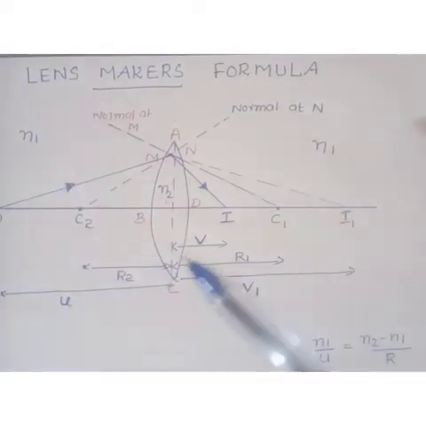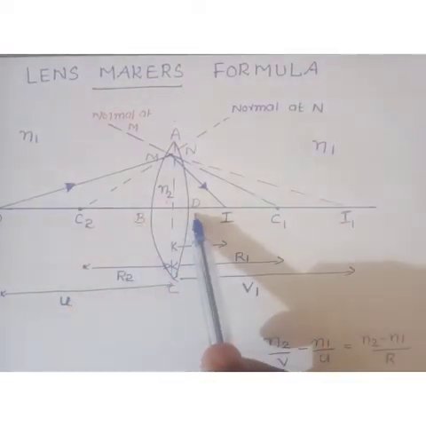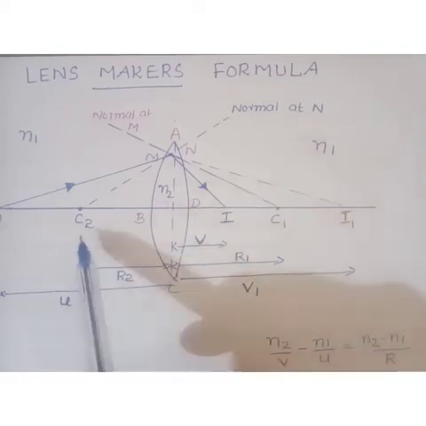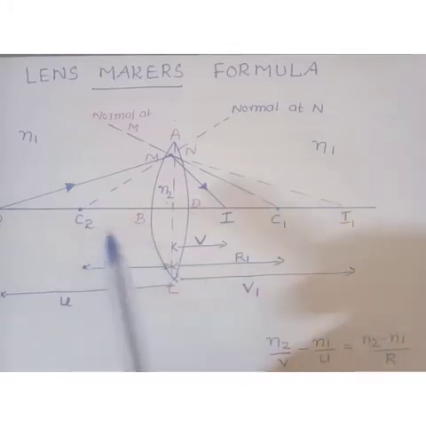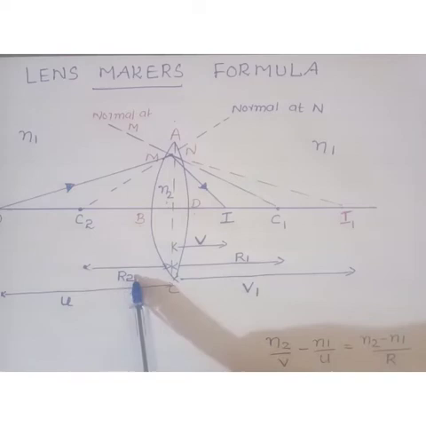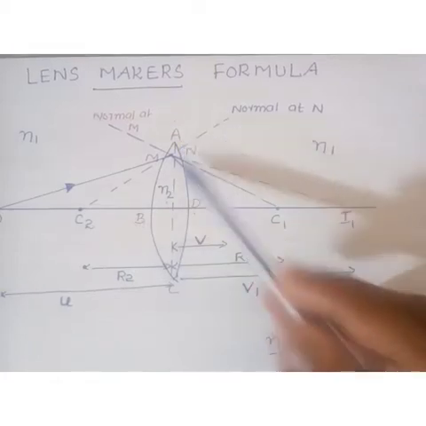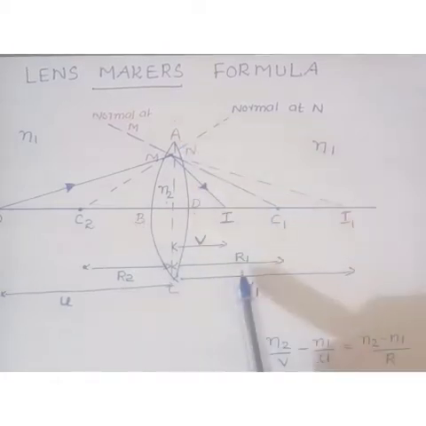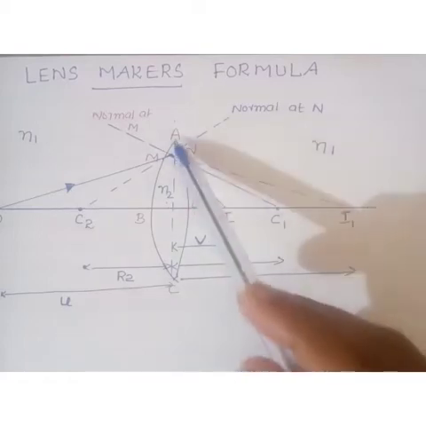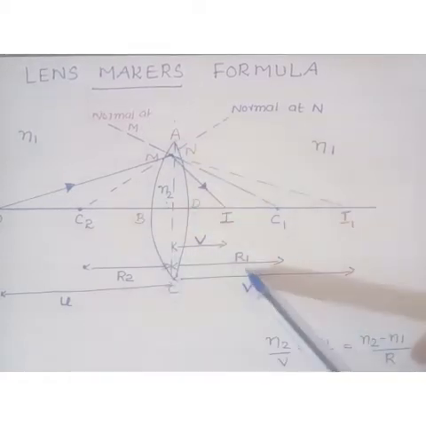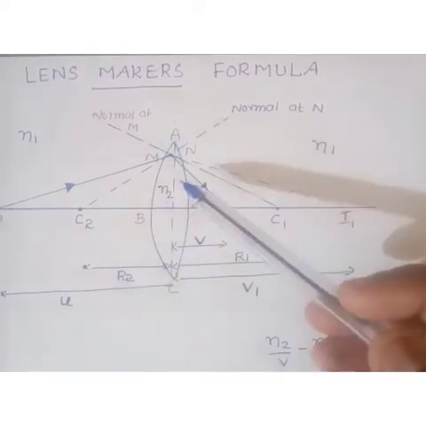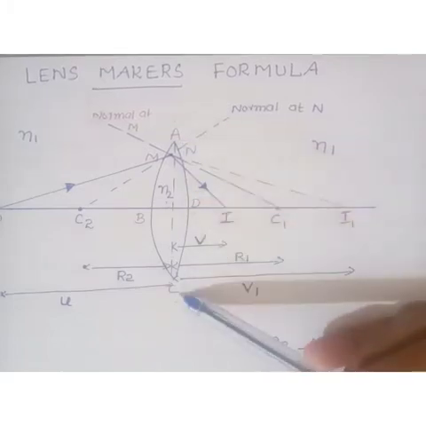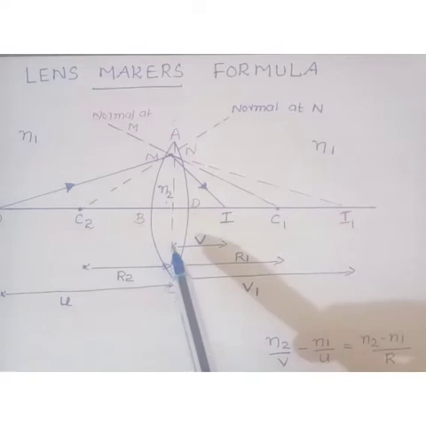Let B and D be the poles and C1 and C2 be the centers of curvature. R1 and R2 are the radii of curvature of the two lens surfaces ABC and ADC. So R1 is the radius of curvature of the surface ABC and R2 is the radius of curvature of the surface ADC.